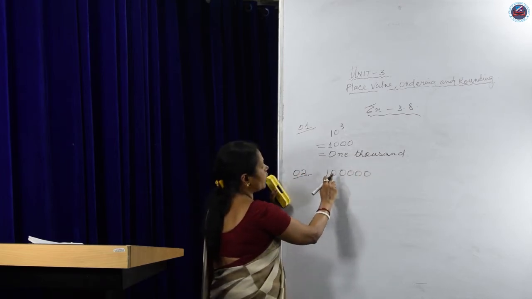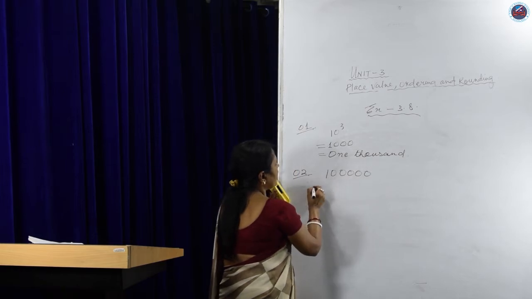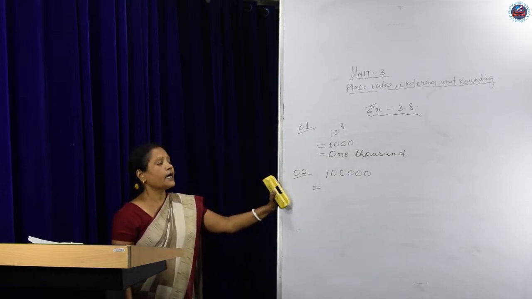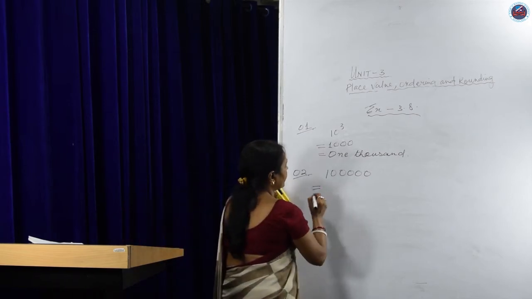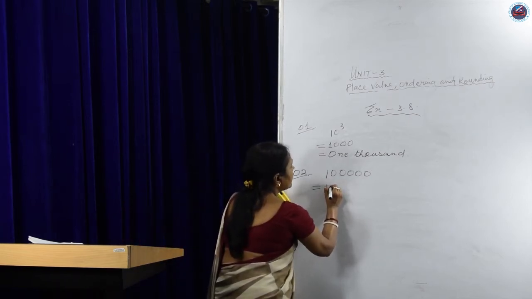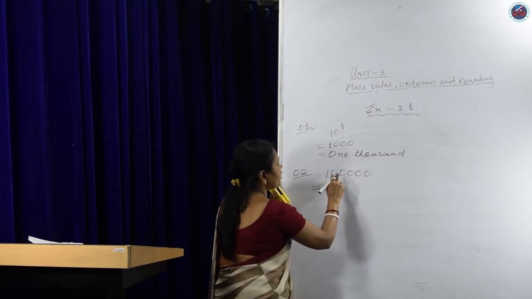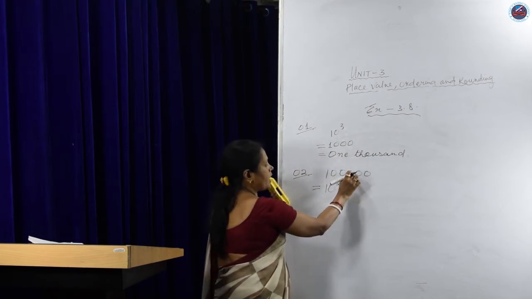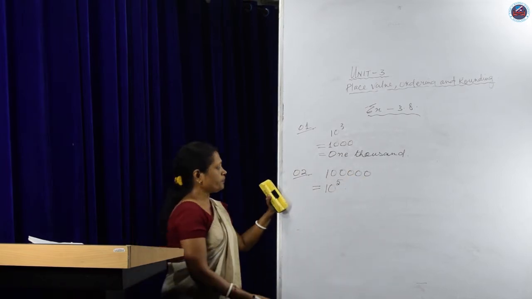1 is followed by how many zeros? 1 2 3 4 5. Now you have to write it as a power of 10. So how to write it as a power of 10? It's easy to write. How many zeros are there? 1 2 3 4 5. So the power of 10 will be 5. So this is how to write a number as a power of 10.